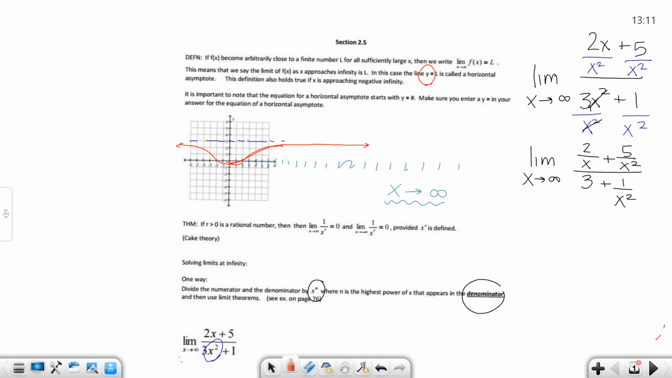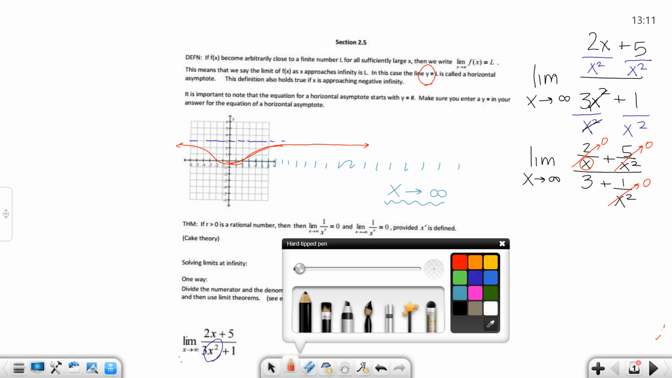Now remember, x is going to infinity. So if you have an x in the bottom, using my cake theory, if x is going to infinity and you have an x in the bottom, that cake goes to 0. This x is in the bottom, that cake goes to 0. This is the whole number 3. It has to stay. This cake goes to 0.